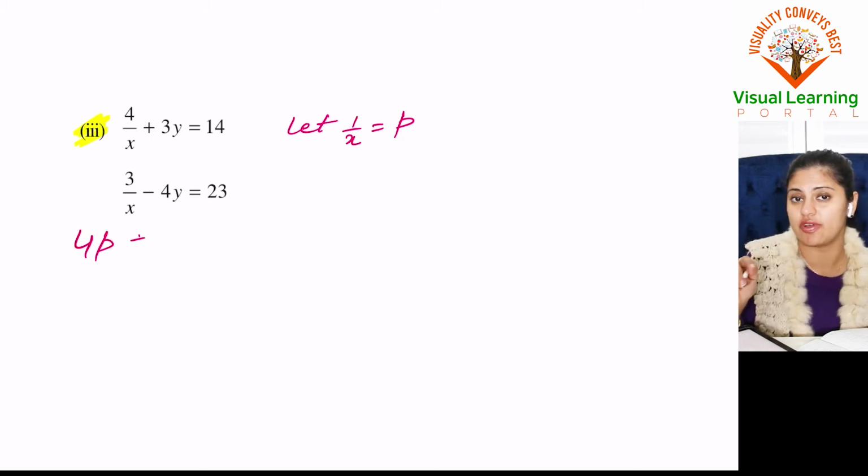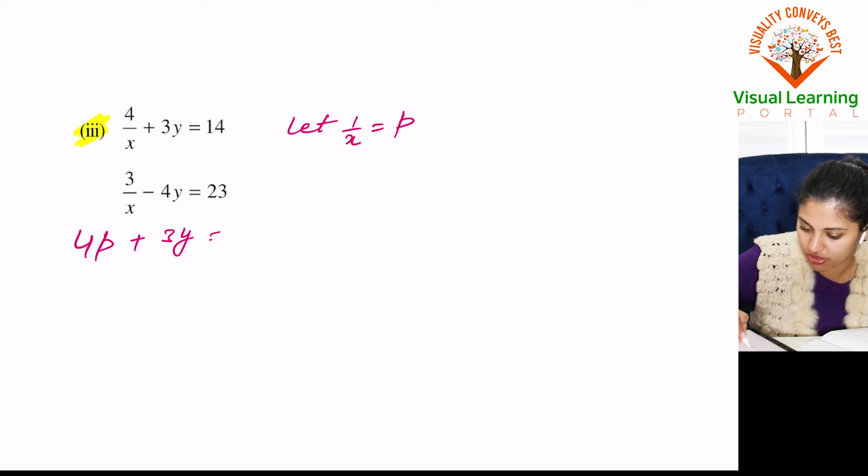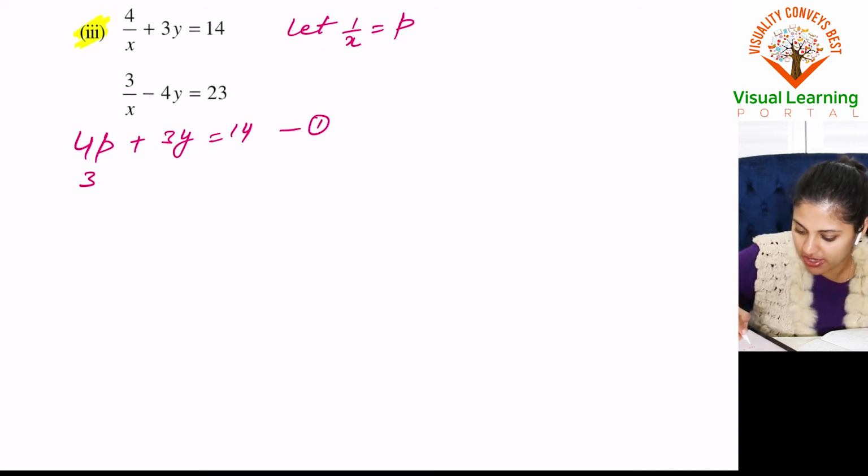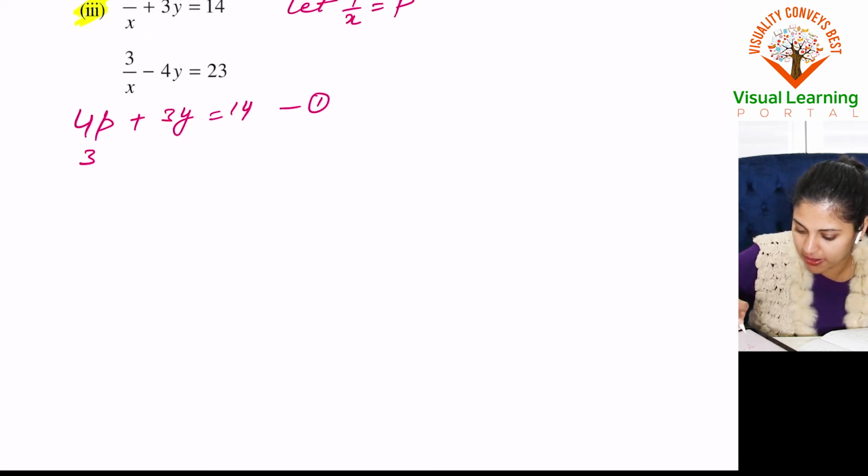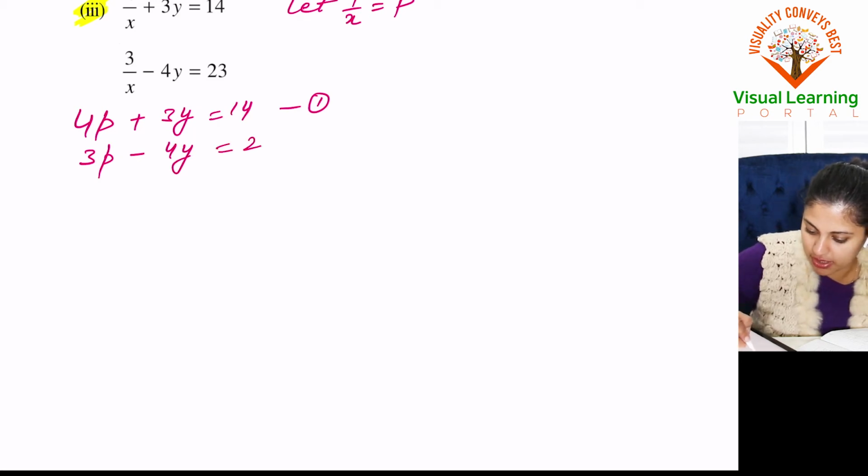You have assumed 1 over x as p. So what will be the equation? It will be 4p plus 3y is equal to 14. That's your first equation. And this will be 3p minus 4y is equal to 23. That's your second equation.